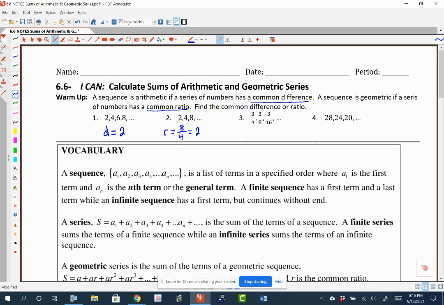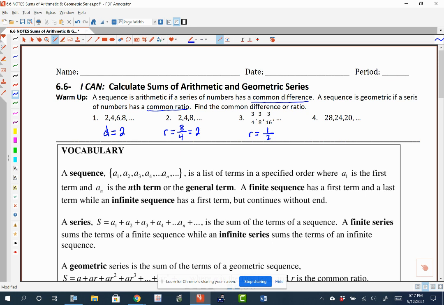Problem 3, we notice that the numerators are staying the same, but the denominators have the multiplication happening. We're going from 4 to 8 to 16, so I'm seeing the pattern of multiplying by 2 in the denominator. I definitely feel like this is a ratio, but because my numerators are staying the same, I would just put a 1 in that numerator.